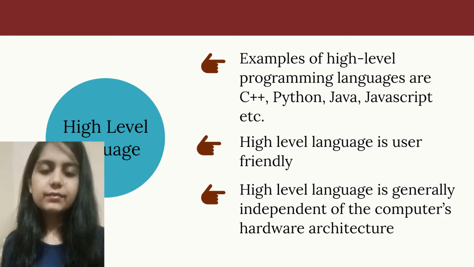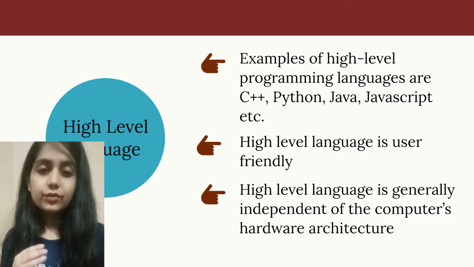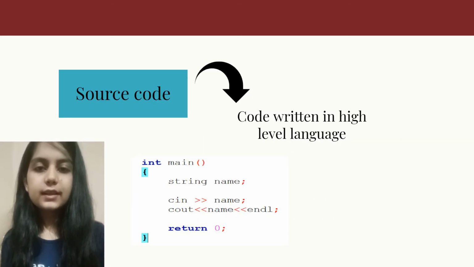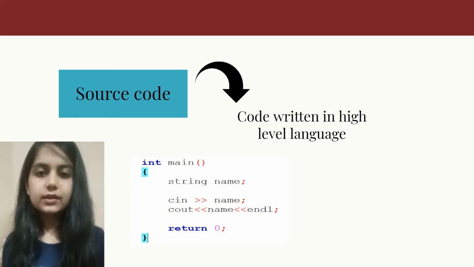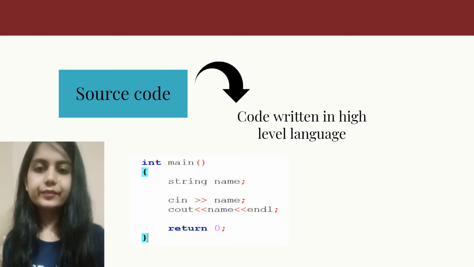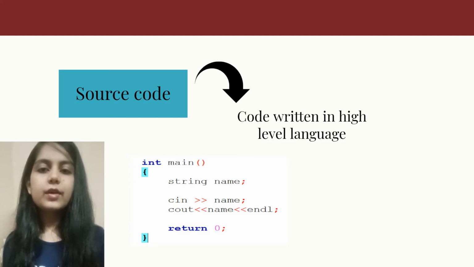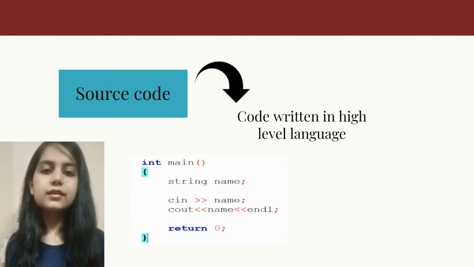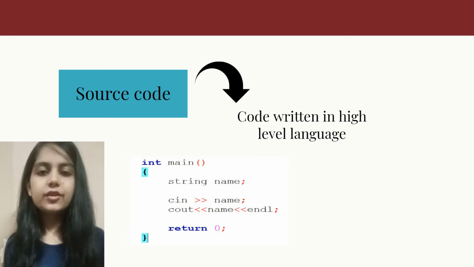Source code is the program code that is written by a programmer. For example, if we want to take our name as an input and want to print it, the source code for this case can be written as string name, cout name. So as we can see, this is human readable code. Anyone who does not know anything about programming can also understand that here we are doing something with a name.